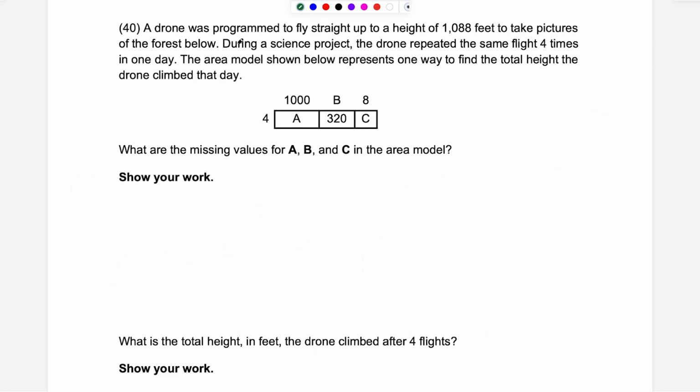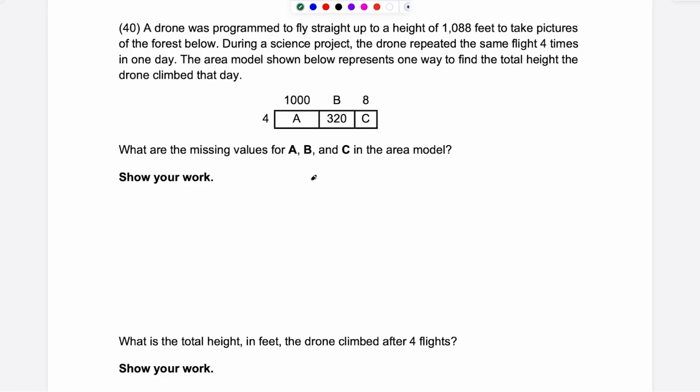Question 40, a drone was programmed to fly straight up to a height of 1,088 feet to take pictures of the forest below. During a science project, the drone repeated the same flight 4 times in one day. The area model shown below represents one way to find the total height the drone climbed that day. And for the first part of the question, we're looking for what are the missing values for A, B, and C in the area model, and we have to show our work. And then next, we'll have to find what is the total height in feet the drone climbed after 4 flights, and we also have to show our work for this part.